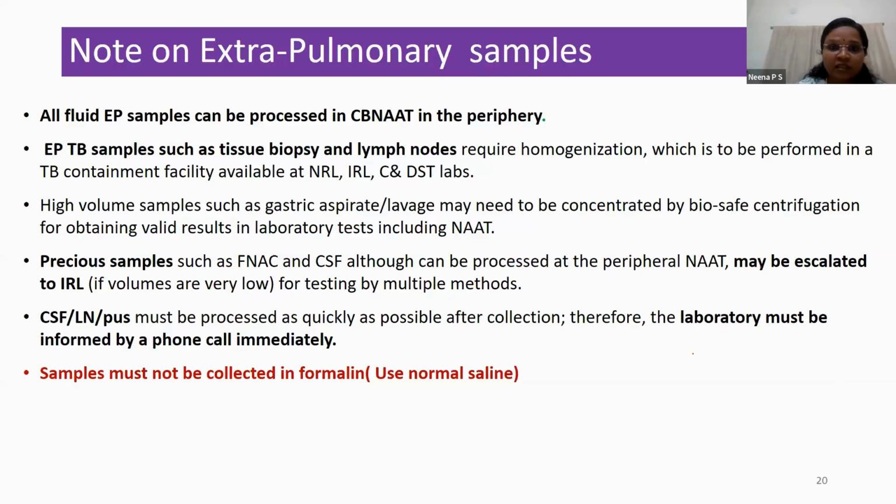Then just a note on how to send the extrapulmonary samples. The most important thing is you should not put the sample in formalin, and you have to send the sample in normal saline. Fluid samples you can process in the CBNAT lab, in the periphery itself. Wherever you have the CBNAT, you can do pleural fluid, ascitic fluid, or CSF in the peripheral CBNAT lab itself. But the solid samples which require homogenization have to be done with the biosafety cabinet only. Right now we are processing all such samples in the intermediate reference lab at Trivandrum and Kozhikode. So that is one precaution that you have to take when you send an extrapulmonary specimen.